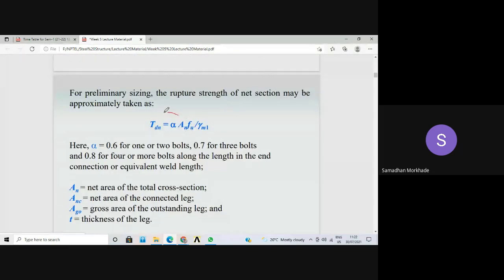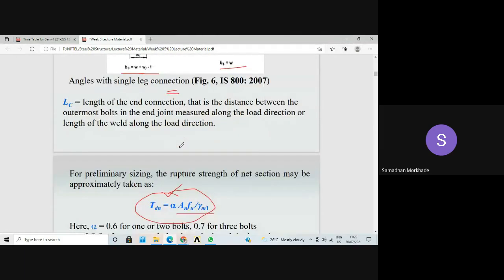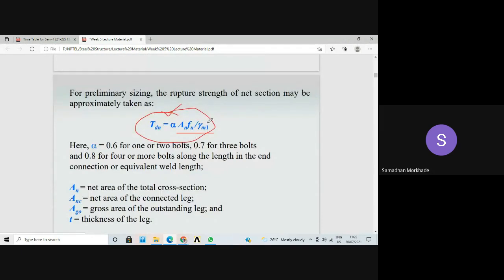Then for TDN, the code has given another approximate formula also. You can use this formula also, but this is the accurate equation. This is the accurate formula. As far as possible, use that formula only. And just for comparison, calculate the TDN by both formulas and make a comparison, to see how much is the difference between the approximate and the accurate equations.